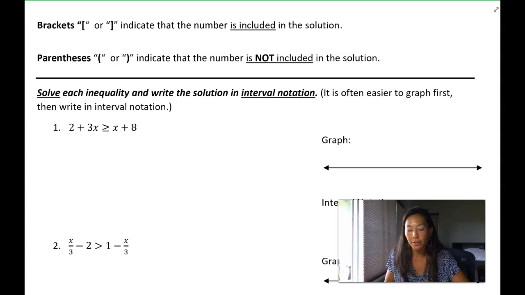Another reminder, remember brackets are including and parentheses are not including. So I did put that there in the notes. Now we're going to work on solving and then graphing and interval notation, and then just talk about some techniques.